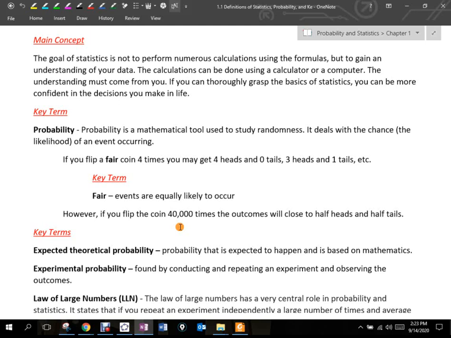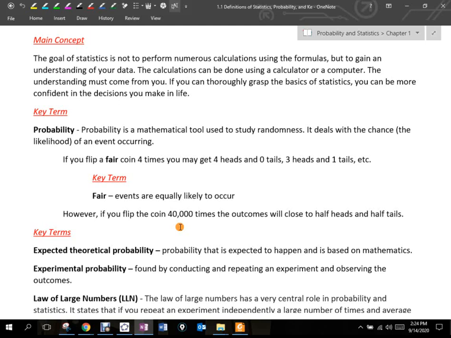So it deals with the chance or the likelihood, which is the word that you're going to see most often, of an event occurring. When we talk about probability, we like things to be fair, meaning that your outcomes are equally likely to occur. So if I have a coin, tails is equally likely to occur as heads, right? That's a fair coin. If I roll a dice, a 1 is as likely to occur as a 6. That means that's a fair dice. Each face has a 1/6 probability of occurring, okay?